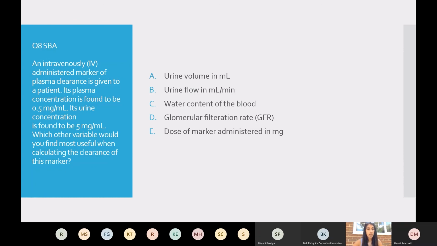Okay, so our last question. An intravenously administered marker of plasma clearance is given to a patient. Its plasma concentration is found to be 0.5 milligrams per mil. Its urine concentration is found to be 5 milligrams per mil. What other variable would you find most useful when calculating the clearance of this marker? So we've got A, urine volume in mils? B, urine flow in mils per minute? C, the water content of blood? D, GFR? Or E, the dose of the marker administered in milligrams?